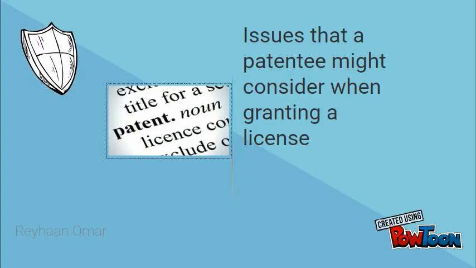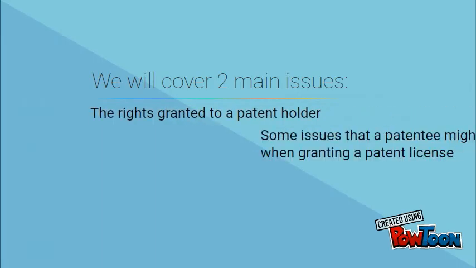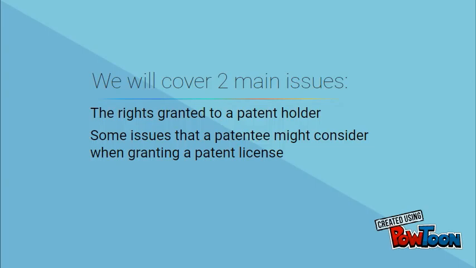This video will discuss what are some of the issues that a patentee might consider when granting a patent license. To do this, we will cover two main issues. Firstly, what are the rights granted to a patent holder, and secondly, some specific issues that a patentee might consider when granting a patent license.